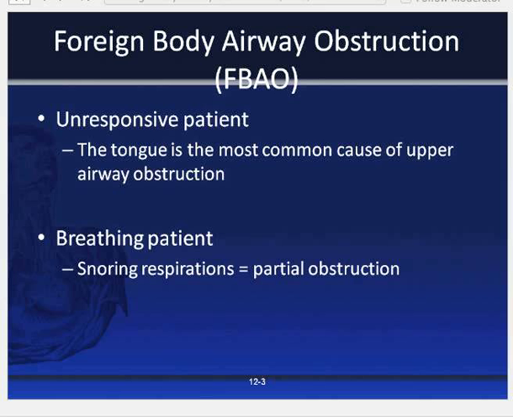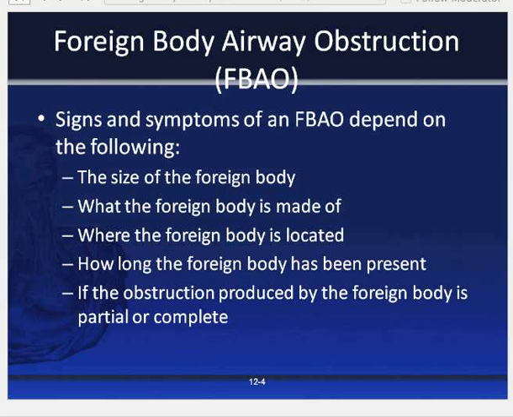You may be able to correct an airway obstruction caused by a patient's tongue by properly positioning the patient's head and neck to open the airway. Signs and symptoms of FBAO, or foreign body airway obstruction, depend on the following: the size of the foreign body, what the foreign body is made of, where the foreign body is located, how long the foreign body has been present, and if the obstruction produced by the foreign body is partial or complete.